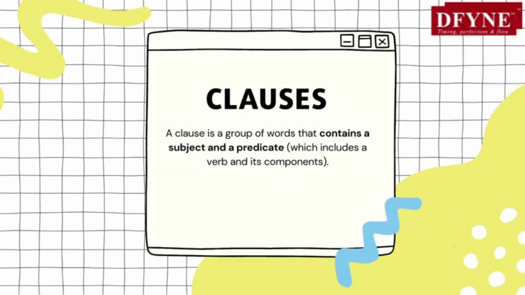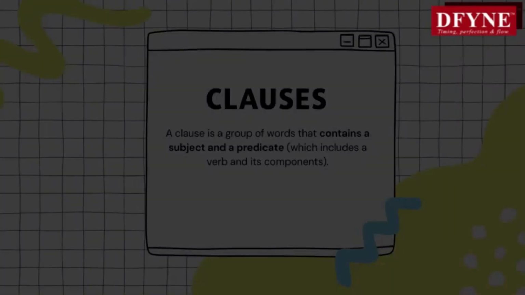Clauses are defined as a group of words that contains a subject and a predicate. Okay, Tom ran. This is a clause then. It has a subject, Tom, and a predicate, ran. Simple enough to understand the concept of a clause. But this is also a sentence. We will circle back to this in some time.